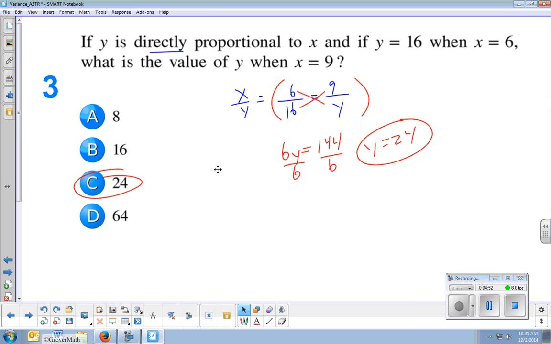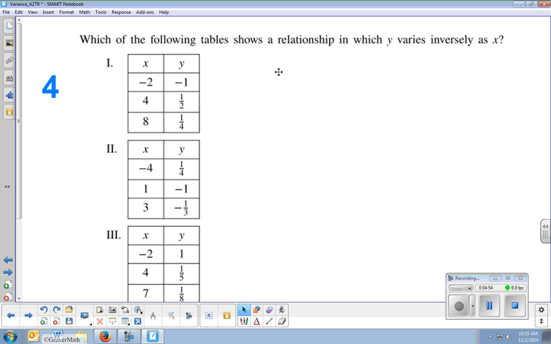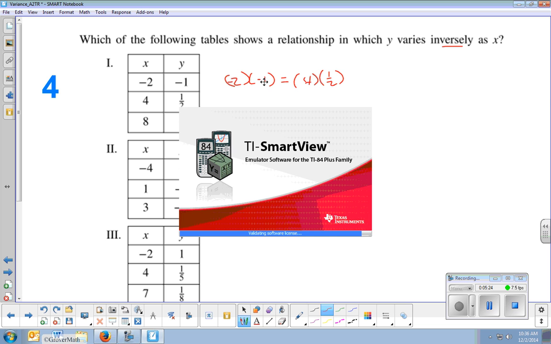All right, and let's do a couple more. So this one wants to know which table has a relationship of y varies inversely to x. Grab a pen. Y varies inversely to x. So I'm looking for a product of x times y being constant. So let's see, negative 2 times negative 1, does that equal 4 times a half? So instead of doing x over y equals x over y, I'm doing x times y equals x times y. So is this a consistent multiplication?